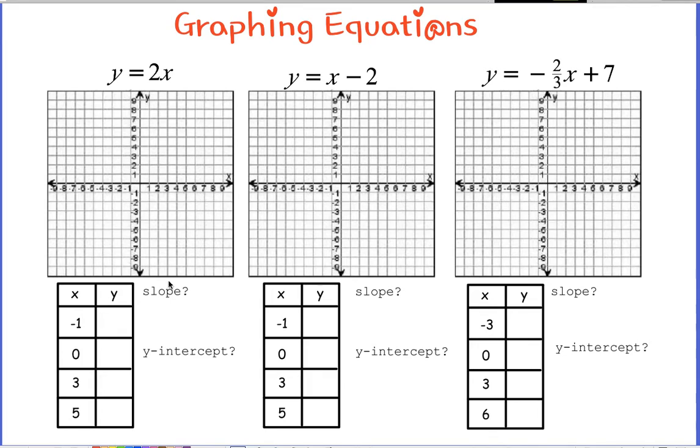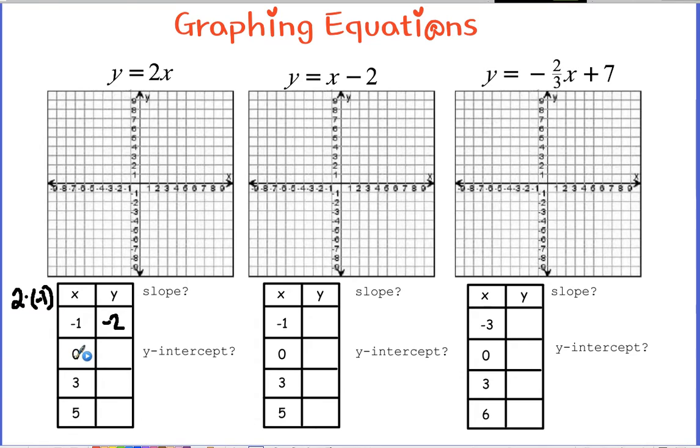Alright, so first of all, if they give you an equation, in order to graph it, you have to solve it and find your different x and y coordinates. So here I have y is equal to 2 times x. So I know that the x values that I have are -1, 0, 3, and 5. So to solve, I put in -1 for the first one, so it's 2 times -1. So I know that my solution is -2.